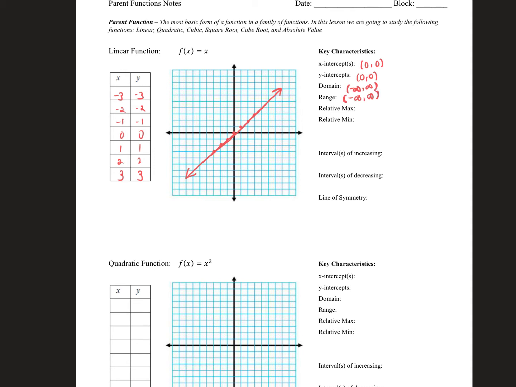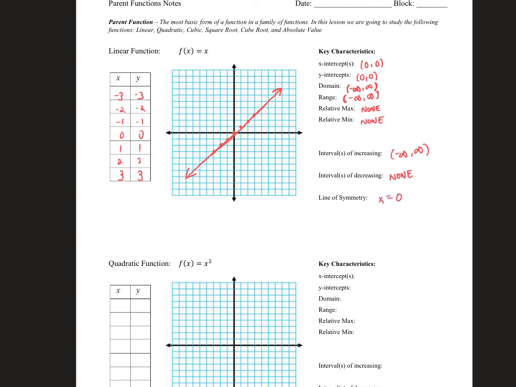All right, relative max. Is there a highest point on this graph? Nope, so none. Relative min, is there a lowest point? Nope, none. Intervals of increasing. So from left to right, notice this has a positive slope, so it is always increasing. It is never decreasing. And in line of symmetry, is there a line of symmetry that makes this symmetric on both sides? And we'll say yes at x equals 0.